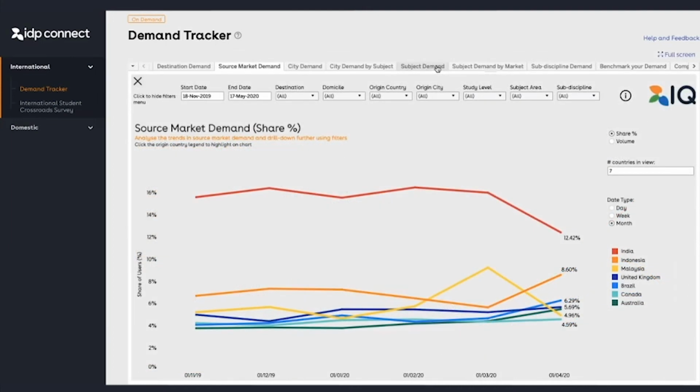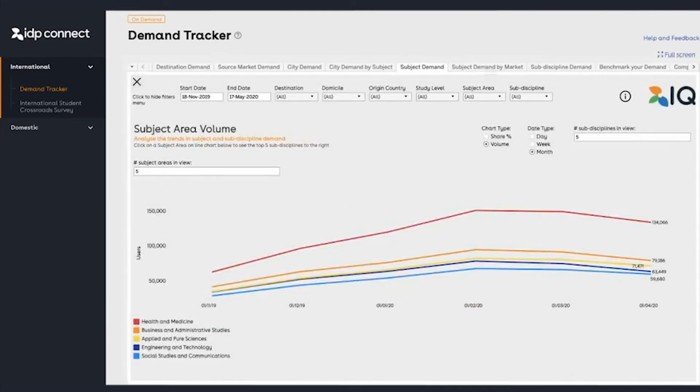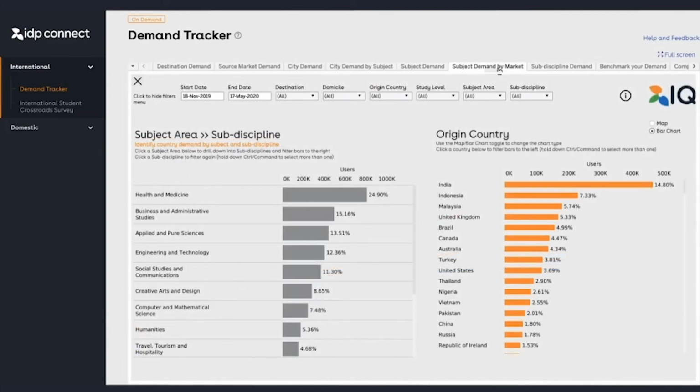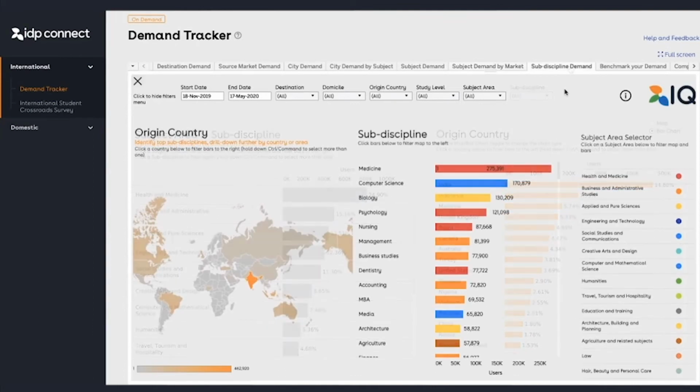If you continue over to the next three dashboards, these help to identify trends for subject demand at the top of the funnel, delivering real-time insights into the study intentions of students up to 2 years before they enrol.